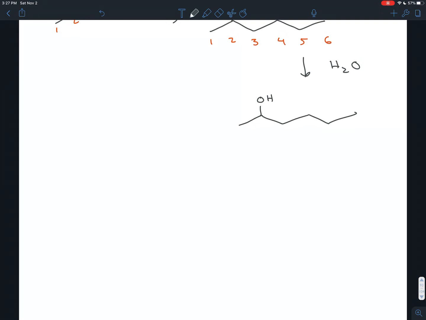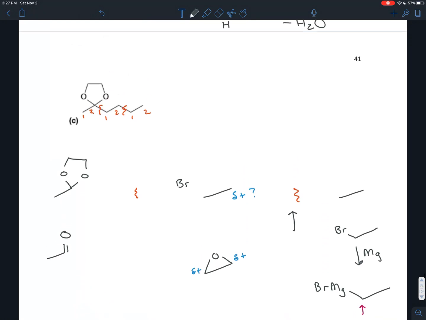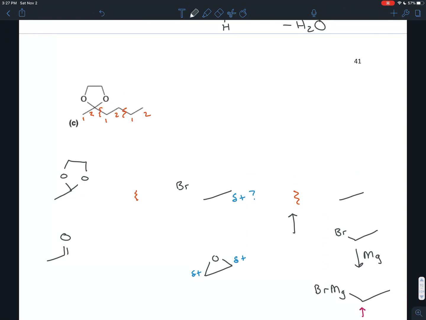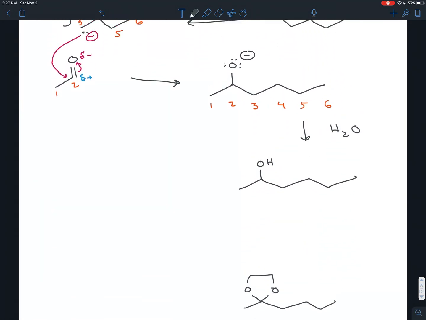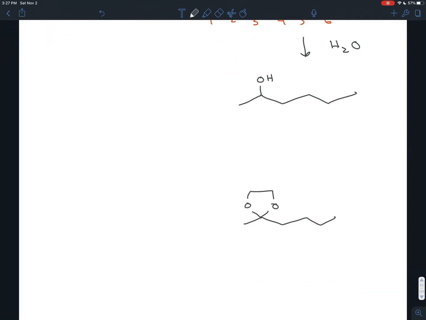Okay, let me draw the structure we want below this, just so we can compare. That's what we want. That's what they assigned us to create. So what do we need to do?